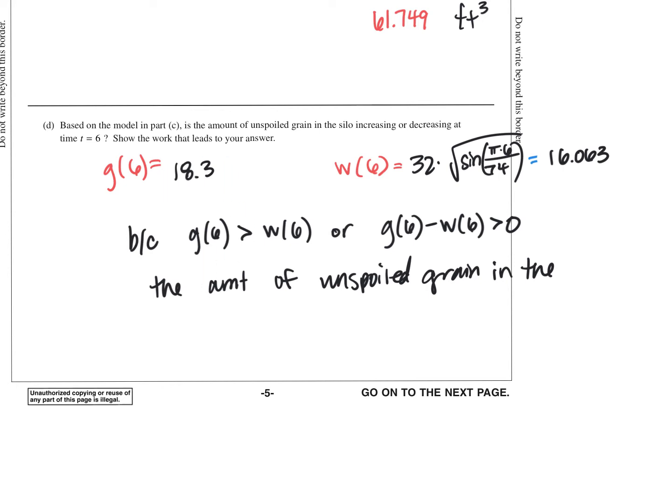Again, G of 6 is still greater than W of 6, therefore the amount of unspoiled grain in the silo is increasing. There's one really important thing that we need to add. Where are we looking at this? Exactly, at t equals 6. Because that's not always going to be the case. It depends on the time that we look. So they want us to be specific with that.